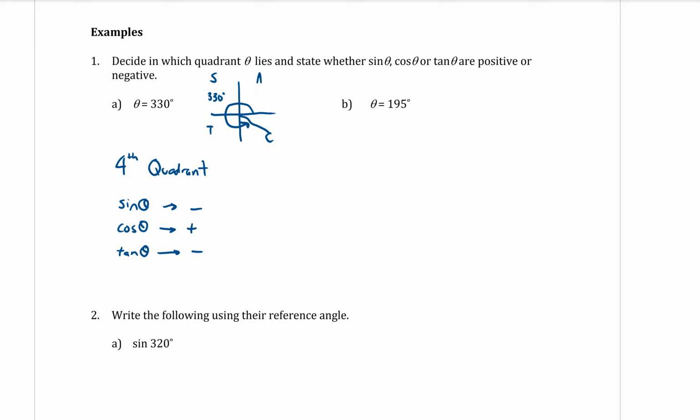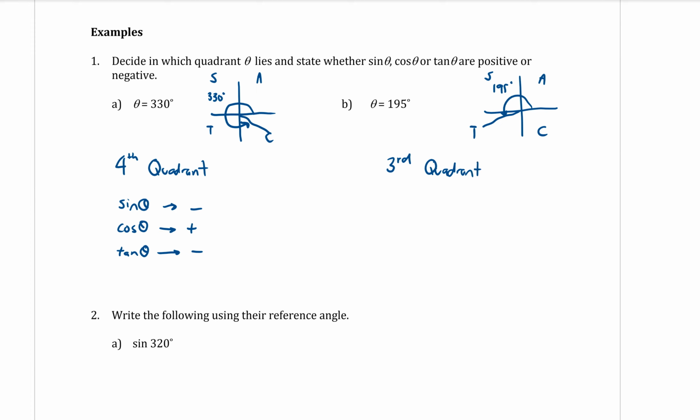Let's do that again for B. We have theta is equal to 195 degrees. So on the diagram, a ray of 195 would be just slightly past the 180 mark. Okay, so all stations to central, we're in the tan quadrant. That is the 3rd quadrant.